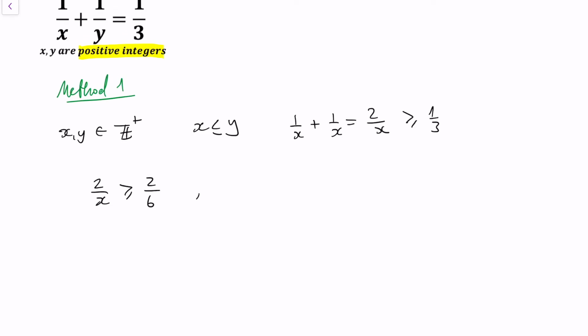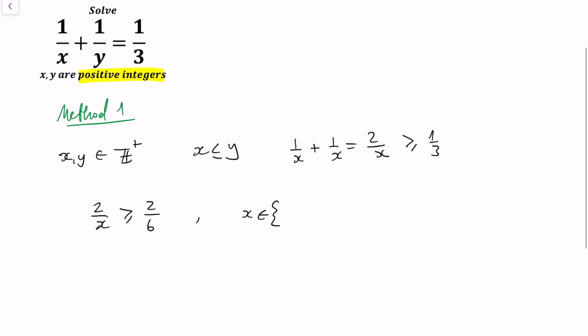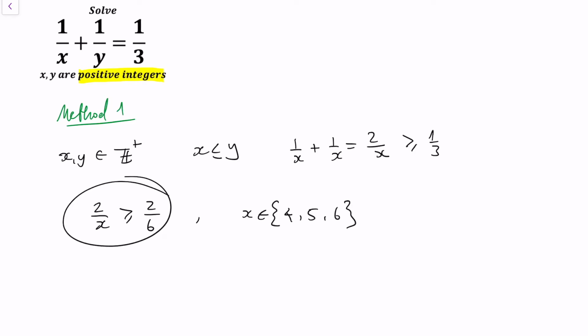Okay, so what are the possible values? Well, x belongs to the set. Now, x cannot be 1 because if x is 1, you already have 1 plus something, which is much bigger than 1 over 3. We can't have that. X cannot be 2 because a half is greater than a third. X cannot be 3 because 1 over 3 is already equal to 1 over 3 and we're adding a positive quantity, so that doesn't work. In other words, x can only be 4, 5 or 6, as in this inequality here. Now let's test these values.